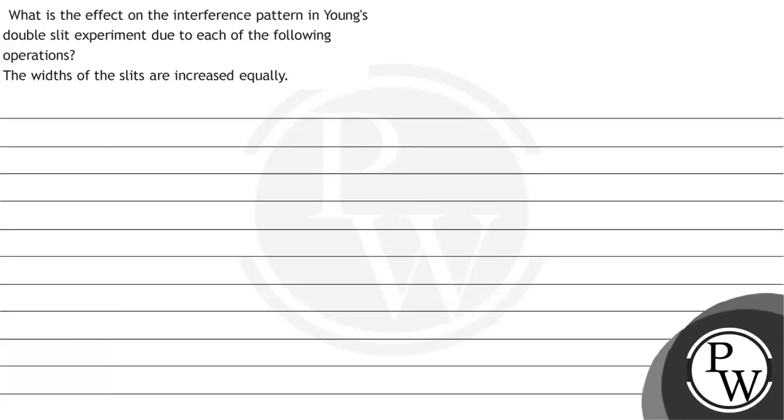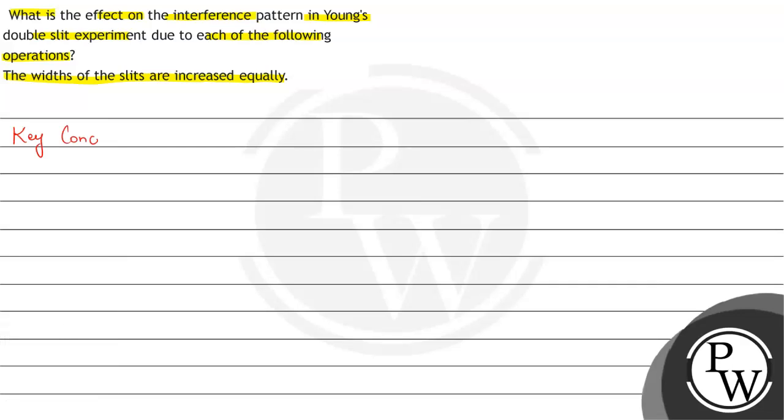So the question says, what is the effect on the interference pattern in Young's double slit experiment due to each of the following operations? The operation is given to us as the width of the slits are increased equally. To understand the question, we must first understand certain key concepts behind it.